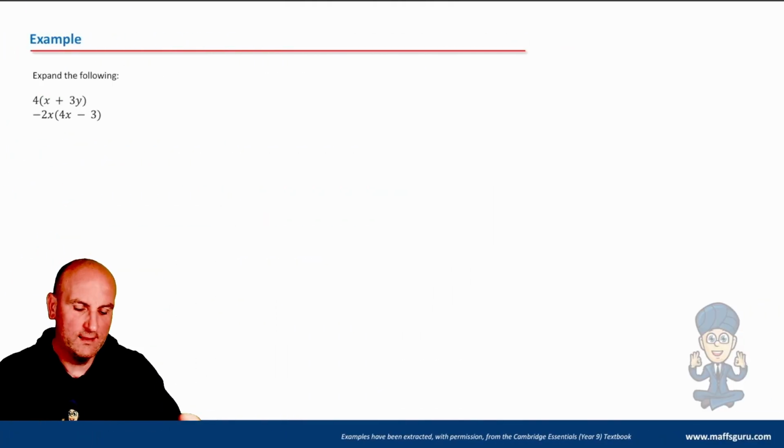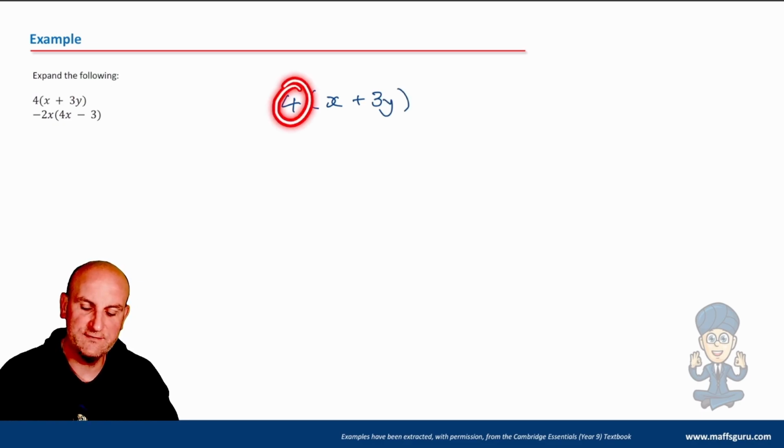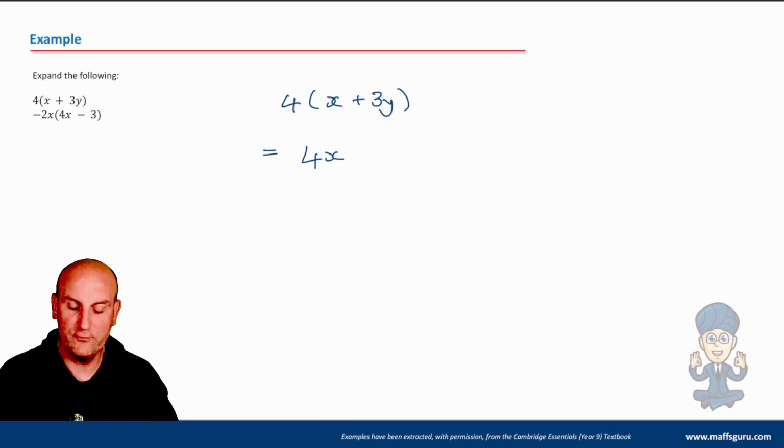What about this one? Expand the following. Doesn't matter if they have 2 sets of letters. It's exactly the same. We're just making it look a little bit more tricky. What's outside the brackets? A 4. What's inside the brackets? An x. I can multiply those together. 4 times x is 4x. What have I got here? 4 times plus 3y. Well, that's a plus there. There's a plus there. So I can automatically write a plus.